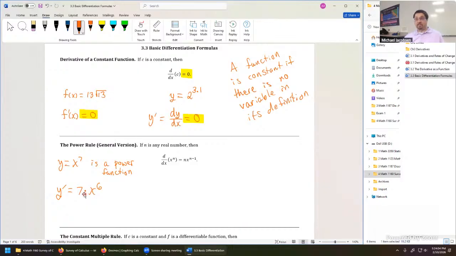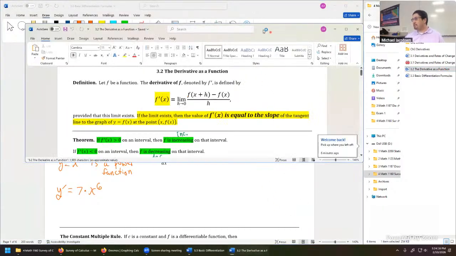Any questions at all, folks, with our first official use of the power rule? Okay, and I wish I didn't close that. Let's just pull this up really quick while we're thinking about the power rule.